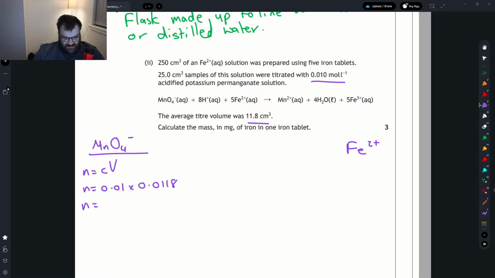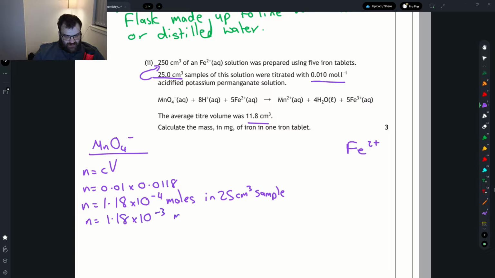That gives us 1.18 times 10 to the minus 4 moles. And importantly, that was a 25 centimeter cubed sample, but in the whole entire thing, it was 250. So that must mean it's going to be 10 times bigger. So 1.18 times 10 to the minus 3 moles in the whole entire flask. Now, we need to at some point times it by 10. I would much rather get it done and dusted out the way before I forget.